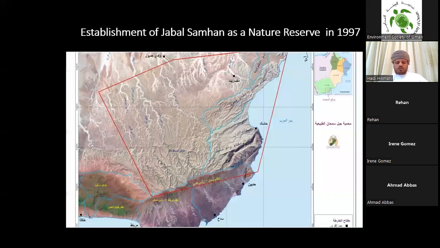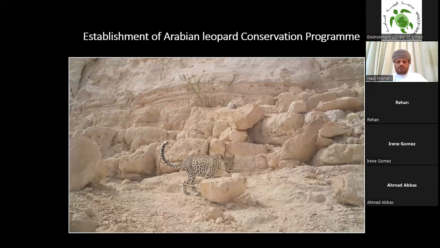However, the most important measure was taken in 1997, when Jabal Samhan, which comprises Mirbat, Sadah and Shleim in the north, was declared a protected area or nature reserve. Following that declaration, a long-term research and conservation program for the Arabian leopard was launched. Most of our knowledge today about the Arabian leopard comes from the results of that program.